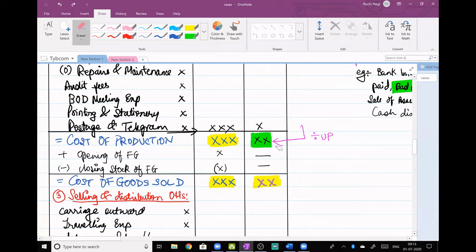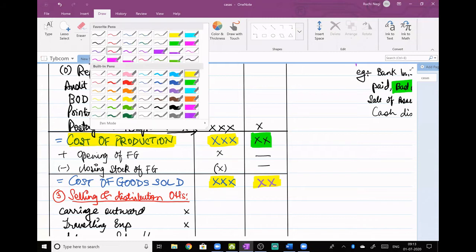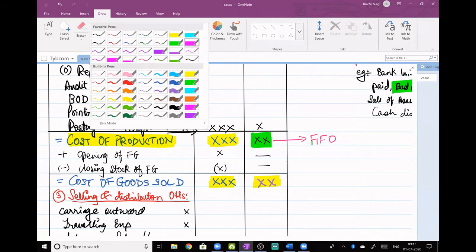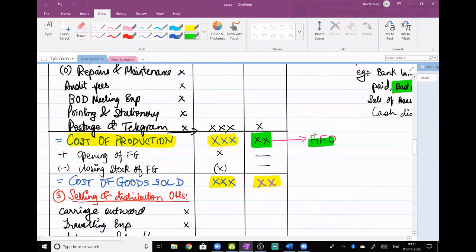Come here. Can you see this? Cost of production? Can you see the one I've highlighted in green? So that is FIFO. When we do FIFO, this is the rate we are going to take. These are very, very important elements you should know.